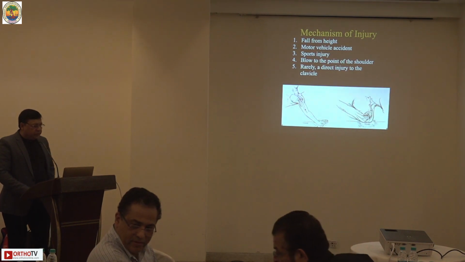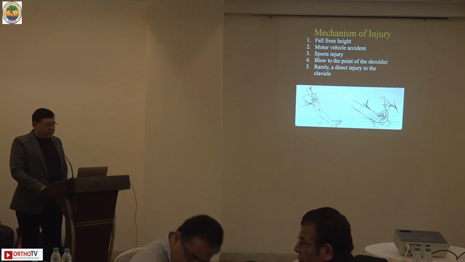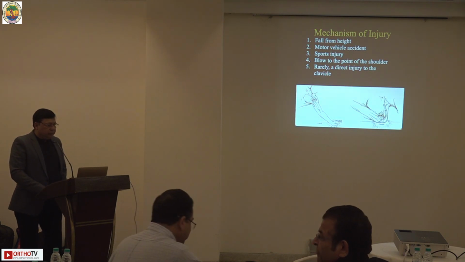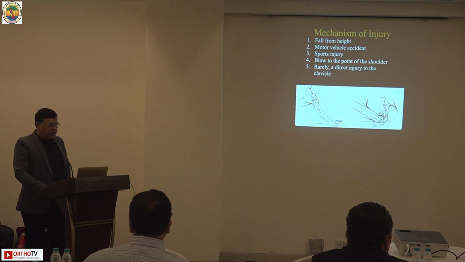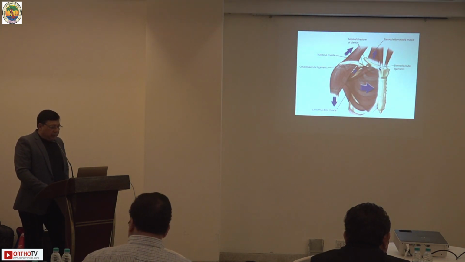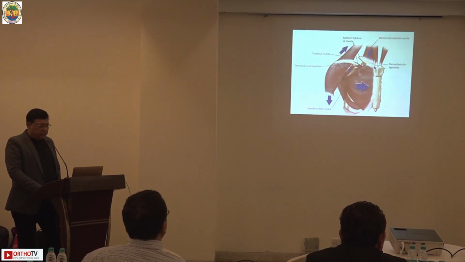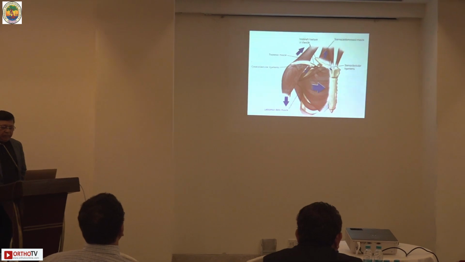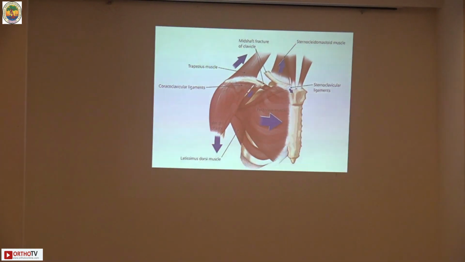Mechanism of injury is mainly a fall from height, motor vehicle accidents, sports injury, direct blow to the shoulder, or rarely a direct injury by a stick or something. The medial fragment is pulled superiorly and anteriorly by the pull of the sternocleidomastoid muscle, and the distal fragment is pulled inferiorly by the weight of the arm and deltoid.